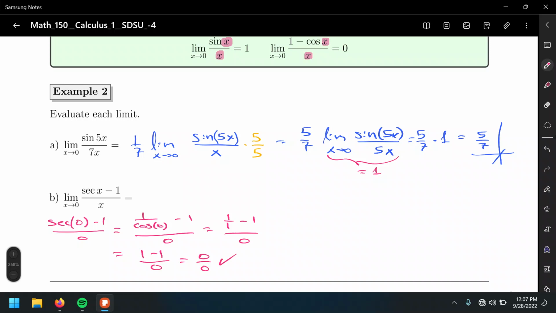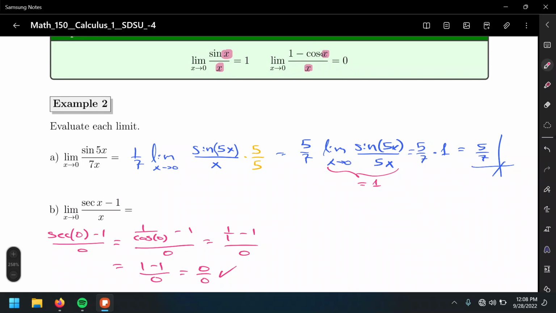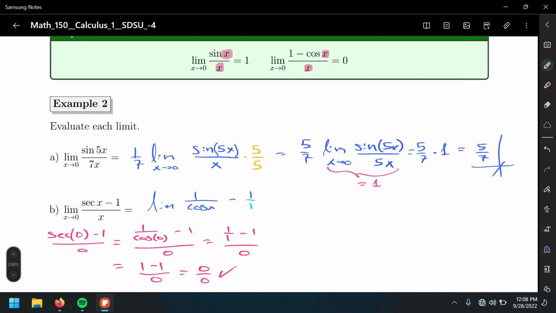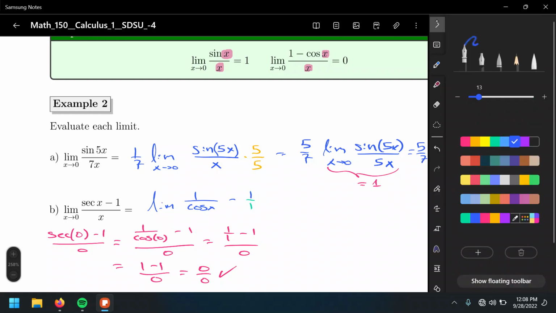Well, in this case, somehow we're going to turn this limit and make it look like 1 minus cosine x over x to eventually get a limit equal to 0. So let's go ahead and do that. So again, this limit of secant, instead of secant, I'm going to write 1 over cosine minus 1. But how about we write this 1 as 1 over 1, and combine fractions together, and the whole thing divided by x as x approaches 0.